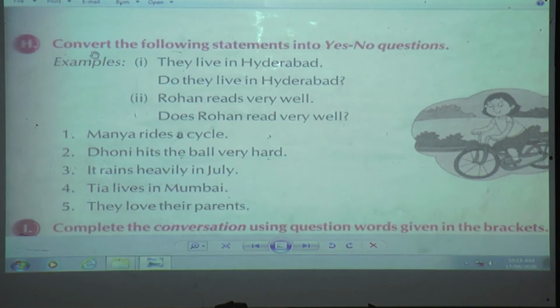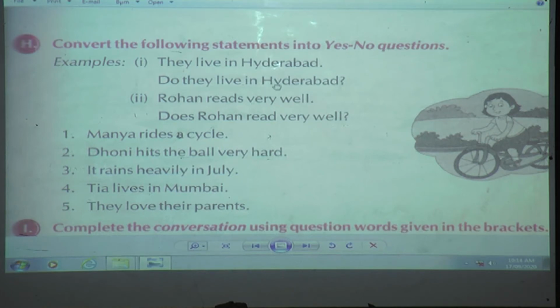Okay, we'll come to exercise H. That was all about how we have to turn the statement into a yes/no question and WH question. Now we'll solve some examples here. We have come to page number 61, exercise H. Convert the following statements into yes/no questions. This is a statement and we are going to convert it into a yes/no question.